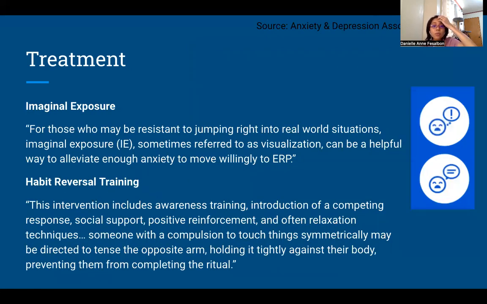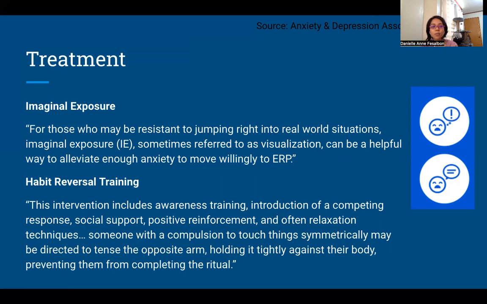So the imaginal exposure is actually more for those who can't do the ERP. This is the best substitute for that. It's when you just imagine it. This is usually done in a therapy session, gradually. We don't want them to be traumatized by the treatment, so we have to do it carefully as well.